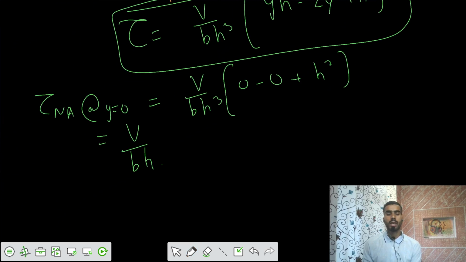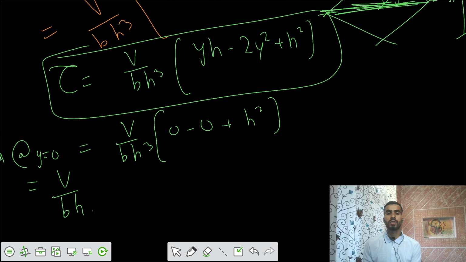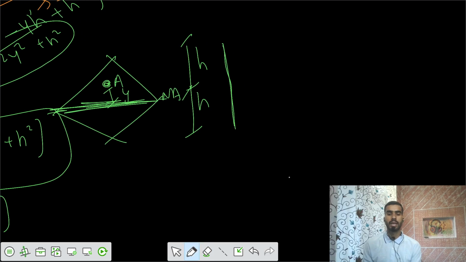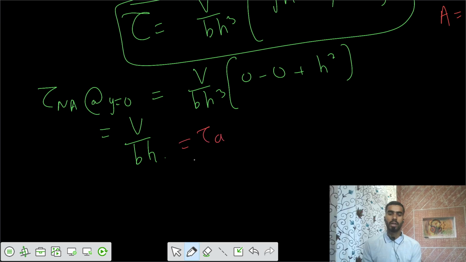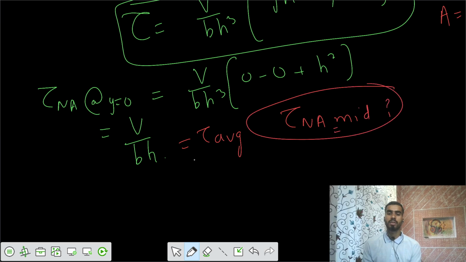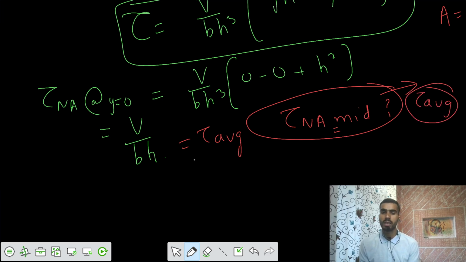If you convert it in terms of average shear stress, what is the total area? For the first triangle we have 1 by 2 b into h. Then we have two triangles, so the total area is b into h. So that equals tau average. So your shear stress is not maximum at the mid; here tau equals tau average. Now at what other location is shear stress maximum?